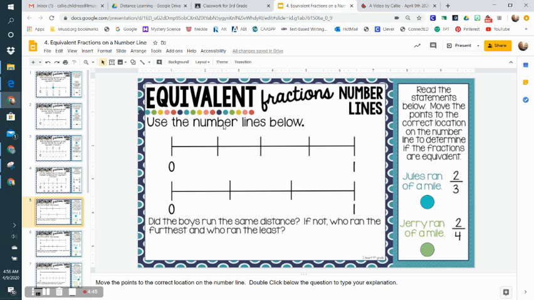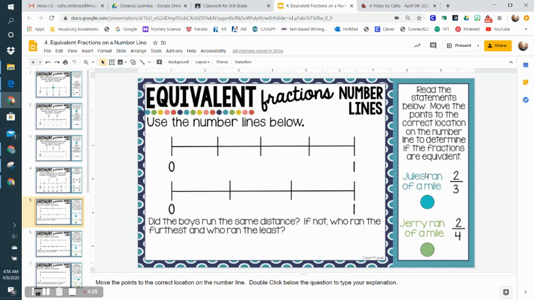It says, use the number lines below. And then it asks about the boys. I'm not sure what that means yet. So I'm going to come over here to my sidebar. It says, read the statements below. Move the points to the correct location on the number line to determine if the fractions are equivalent.